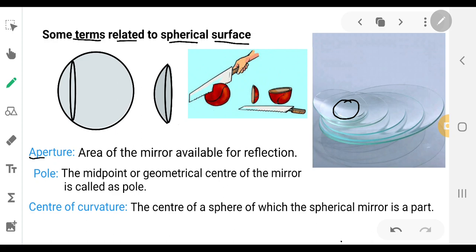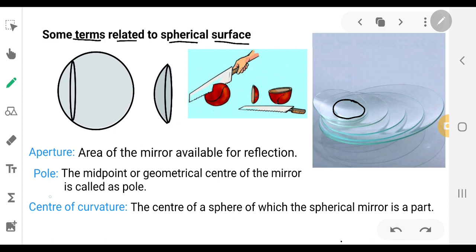The first one is aperture. Aperture is the area of the mirror available for interaction of light, or available for reflection. So here I am drawing the watch glass outer surface. The whole area of the mirror available for the reflection of light is called aperture.